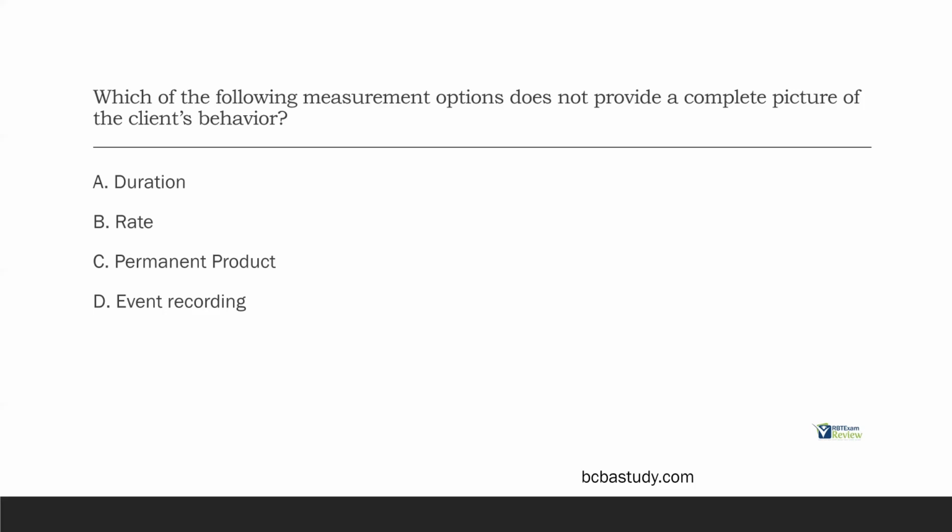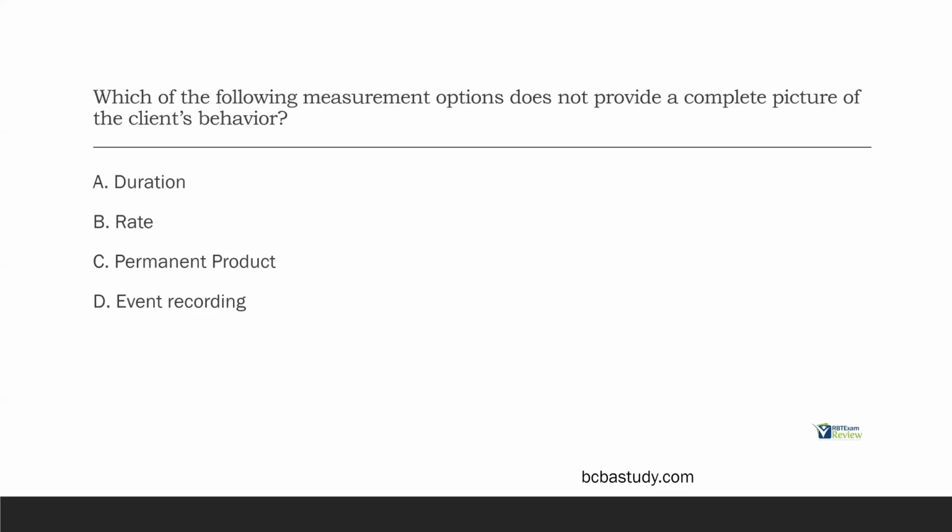Now, what about permanent product? Permanent product, we're going to see what the outcome was, right? What was produced. Do we know anything about behavior other than that? We don't. It's a very incomplete picture of the client's behavior. We might see, let's say, a hole in the wall, or we might see an exam. What if the person got an A on their exam, but they cheated on the exam? Are we getting a complete picture? We're not. So permanent product gives us an idea. It gives us a measurement, not a complete picture.